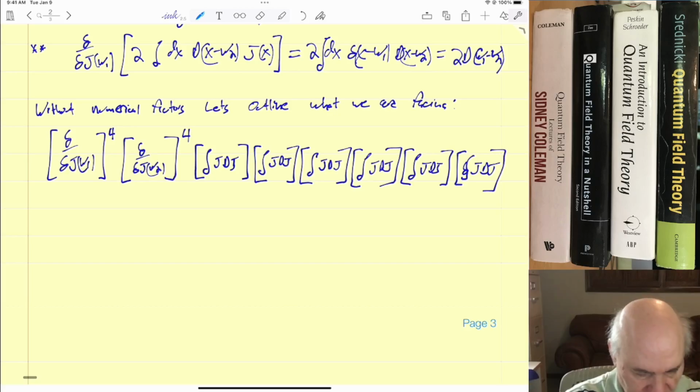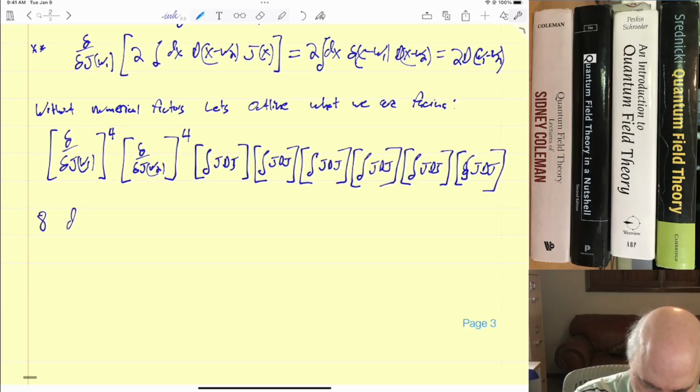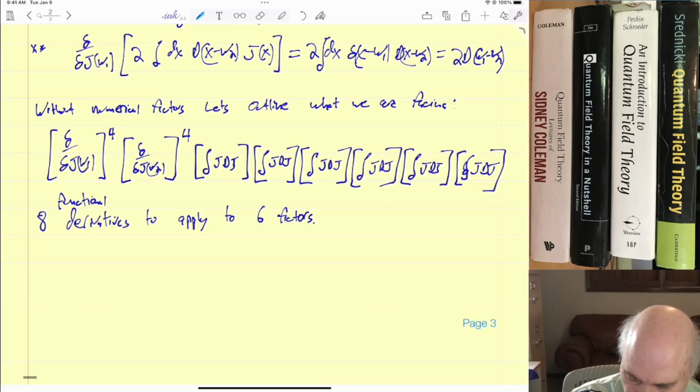So, as I said before, we have 8 functional derivatives to apply to 6 factors. Each one of these over here is a factor. So we can't apply any derivative more than once, because then we're going to get a loop.